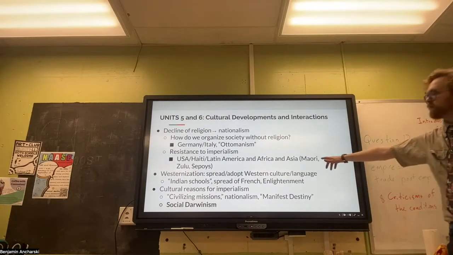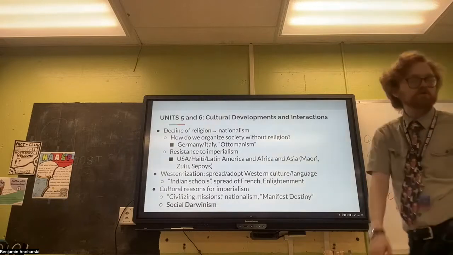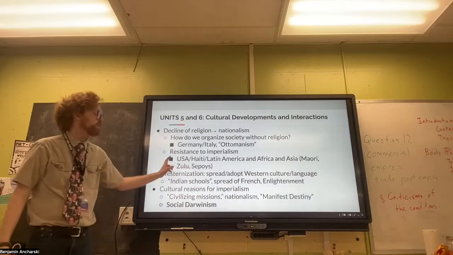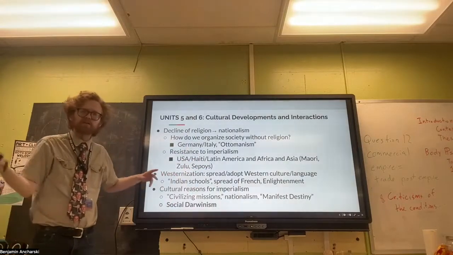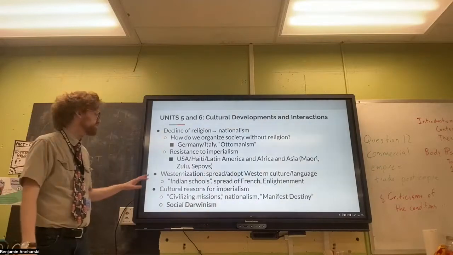In New Zealand, we have the Maori. They're the natives of New Zealand. They believe they should have their own country, free of the British. The Zulu in South Africa, and then the Sepoy Rebellion in India, also a nationalist demonstration.